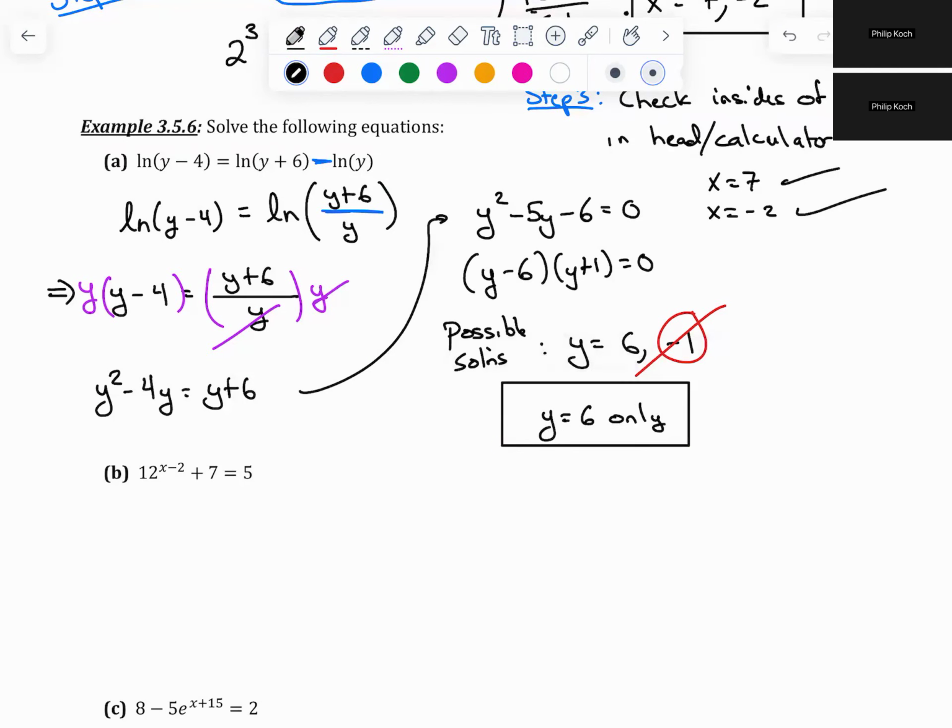Now you might be wondering yourself, Phil, you multiplied by a variable. Isn't that a bad thing? What if y was 0? Well, y can't be 0 just by the statement alone, the equation. If y was 0, then this would be undefined. So we're able to multiply by y without having to worry too much because it wouldn't work in the original problem anyways.